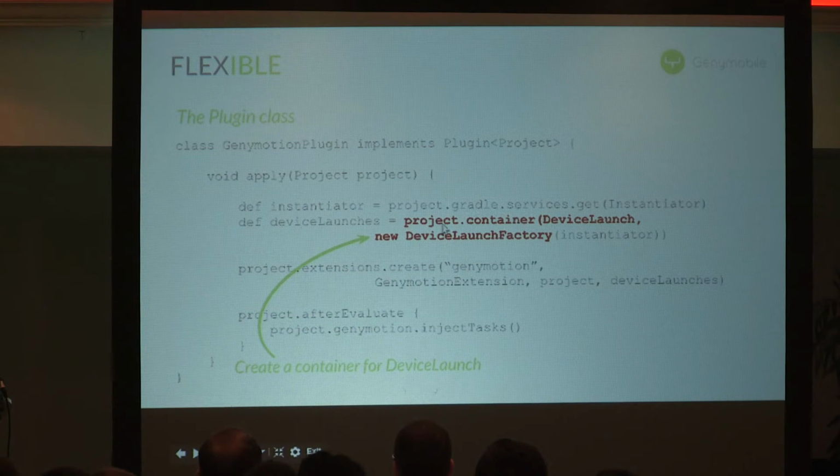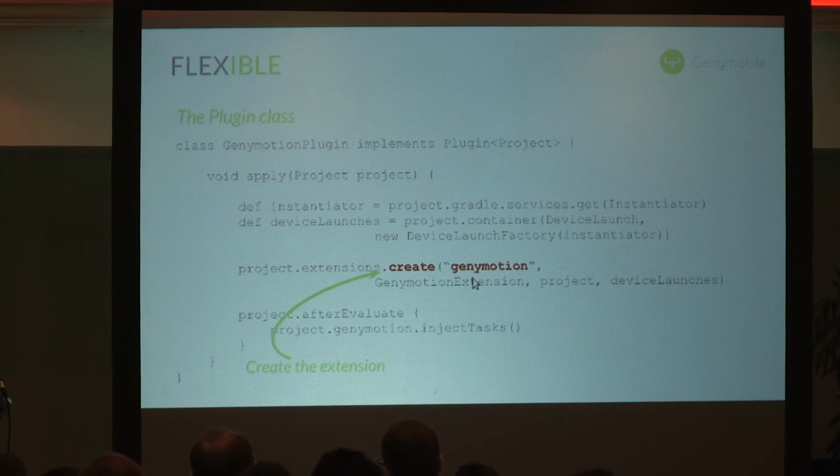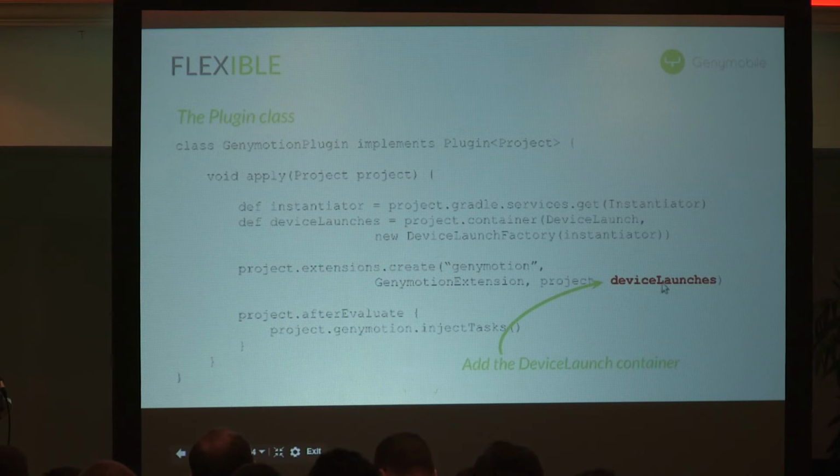Then what you are doing is you create a container by calling project.container. You give it DeviceLaunch. DeviceLaunch is simply the type of object that will represent a Genymotion device launch, as I showed you. So Nexus 5 and Nexus 4 will be instances of DeviceLaunch. And then we pass a factory. Then we create our Genymotion extension, and we give it the deviceLaunches variable that contains the container we created right before, and this will be passed to the Genymotion extension constructor.